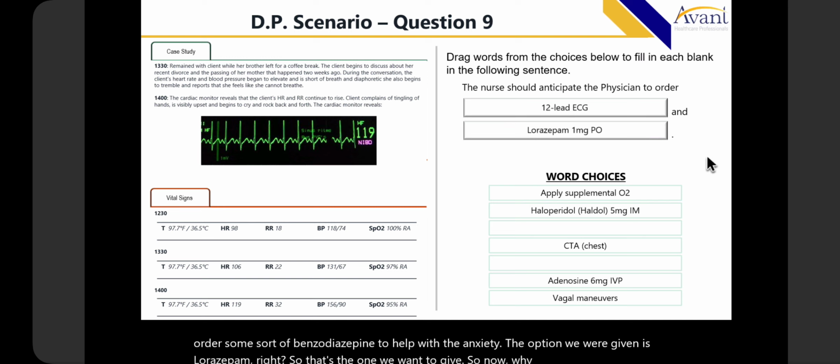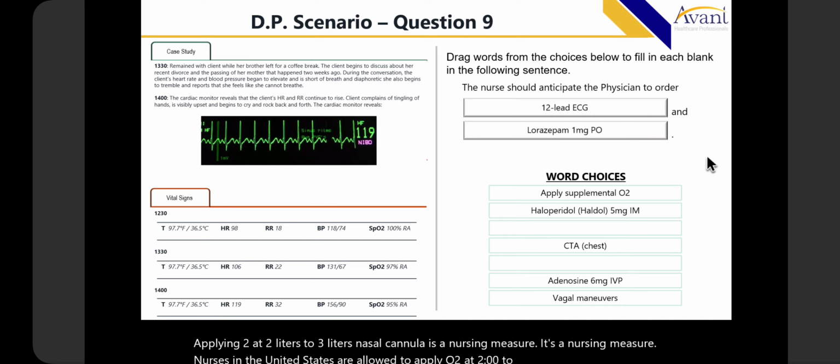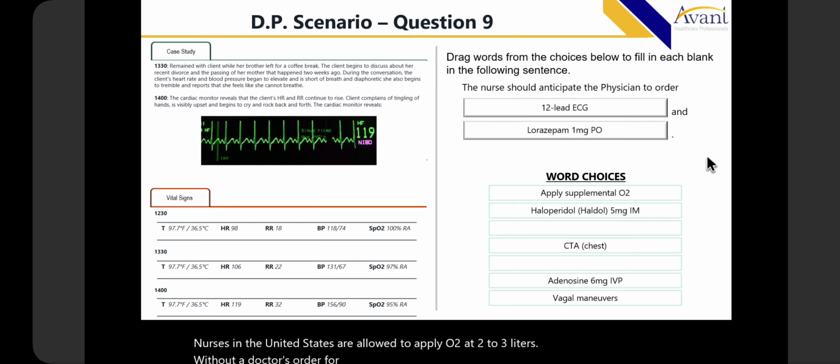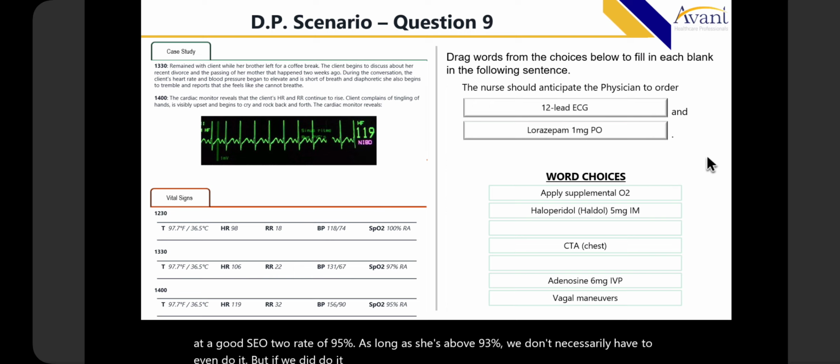So now, why would we not do the others, right? Because a lot of you guys chose apply supplemental O2. Remember, applying O2 at 2 liters to 3 liters nasal cannula is a nursing measure. Nurses in the United States are allowed to apply O2 at 2 to 3 liters without a doctor's order for any patient that they think needs it. Right now, she actually is still at a good SpO2 rate of 95%. As long as she's above 93%, we don't necessarily have to even do it. But if we did do it, it's a nursing measure. We don't require an order for that. And our question is, the nurse should anticipate the physician to order, right? What should the physician order? So number one is wrong for that reason.